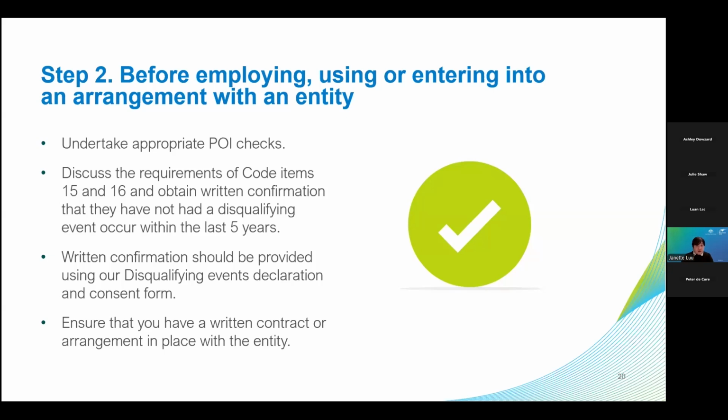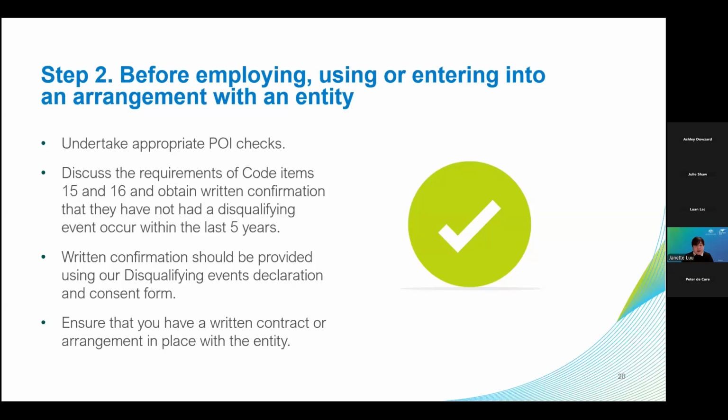The next thing that you should do is to actually discuss the requirements of these 2 code items with someone that you're looking to engage or be engaged by, and actually seek written confirmation from them that they haven't had a disqualifying event occur within the last 5 years. We have on our website a written confirmation declaration and consent form. Have a look at that. That's a nice, easy tool for you to obtain that written confirmation that you need from the entity.